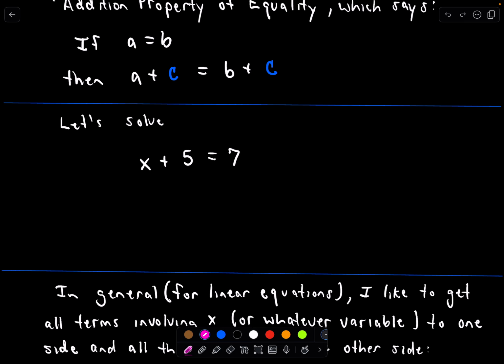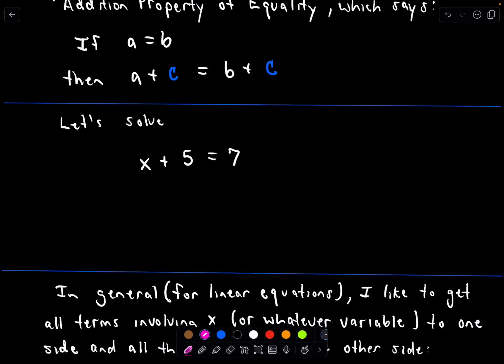To me, the goal on these is I want to get the x all by itself. I want to do a bunch of work and get one x all by itself, where it just equals some number. That's going to be my goal. Sometimes I can do it really quickly. Sometimes it's going to take me a few more steps.